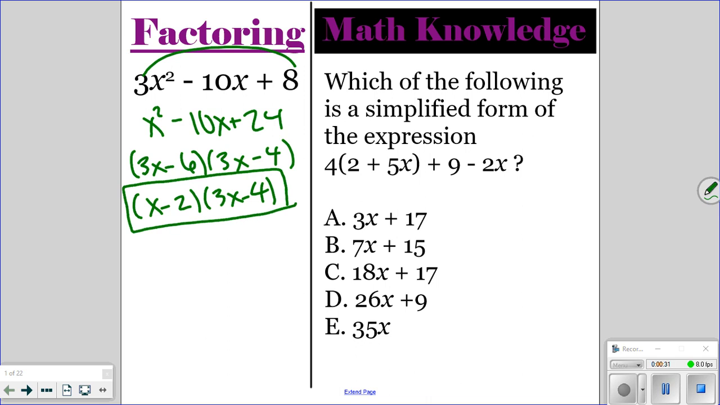Okay, for the math knowledge question, you want to distribute, so you'll have 8 plus 20x plus 9 minus 2x. 20x minus 2x is 18x. 8 plus 9 is 17. So C would be your answer.